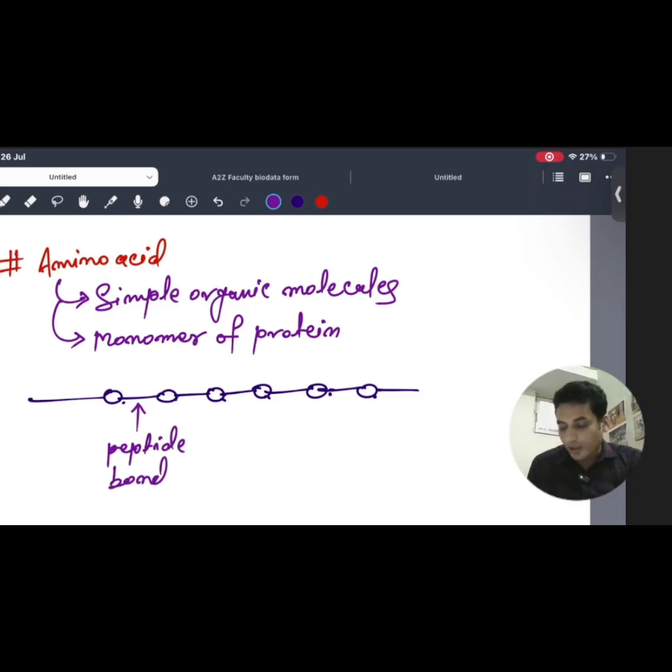And these all are amino acids, and these chains are polypeptide chains.